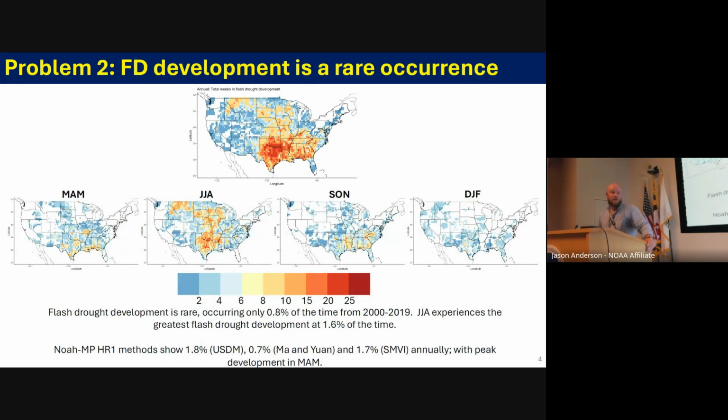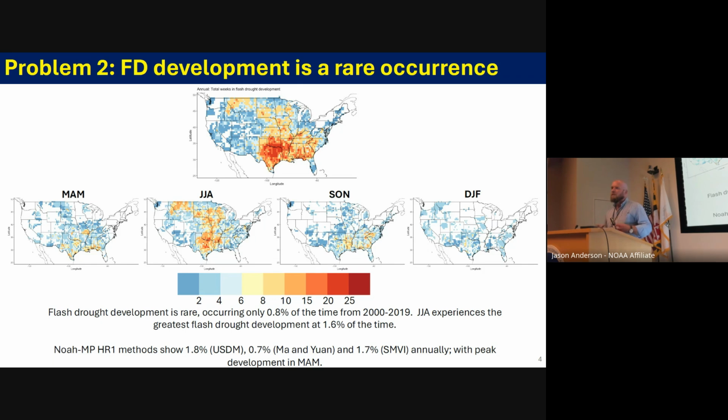The second problem is that flash drought is a rare occurrence. So this is from USDM, the same map that's on the previous slide. If you look at the four seasons, March, April, May, June, July, August, September, October, November, December, January, February, you can see that our flash drought development really peaks in JJA. But if we look annually, it's happening in USDM 0.8% of the time. If we look at JJA, it's happening 1.6% of the time. So we're looking at something that is not occurring very often.